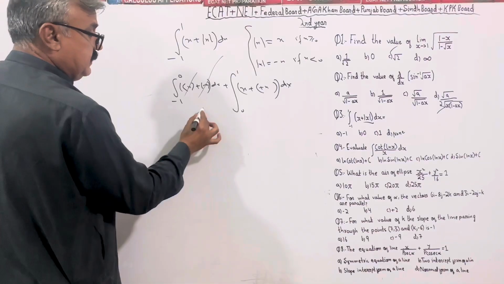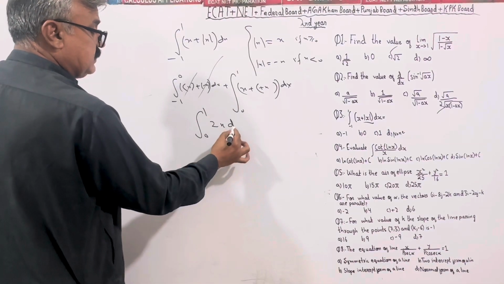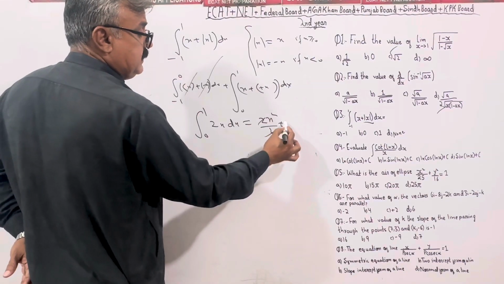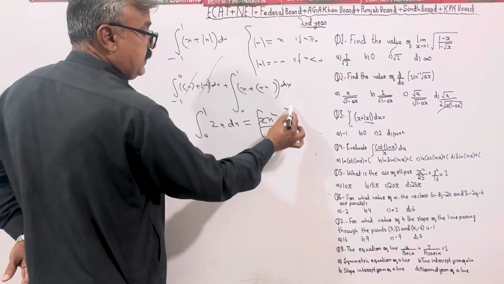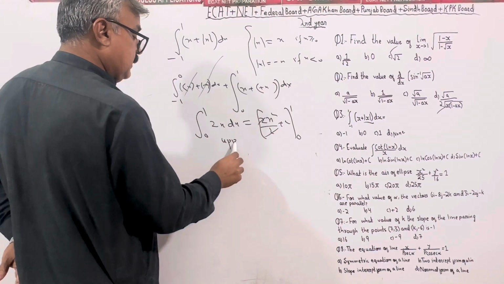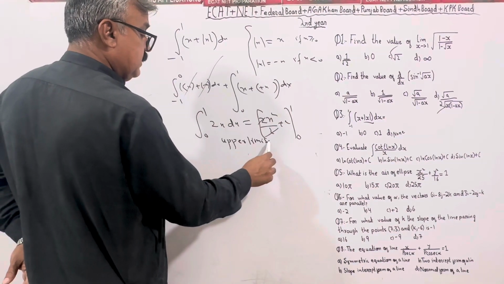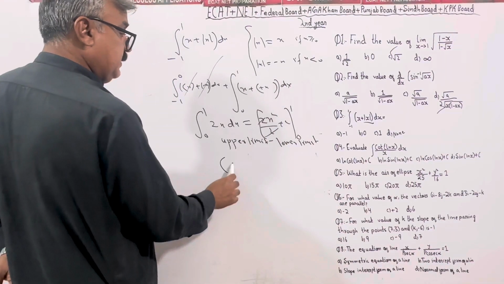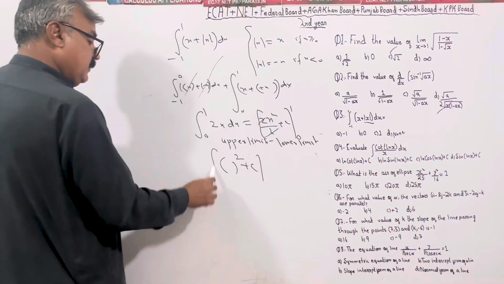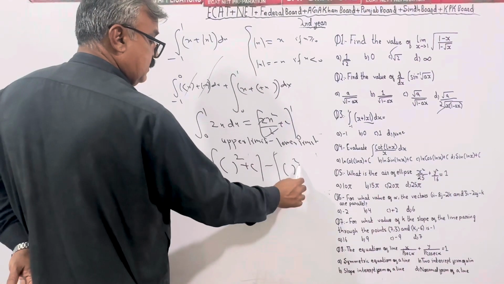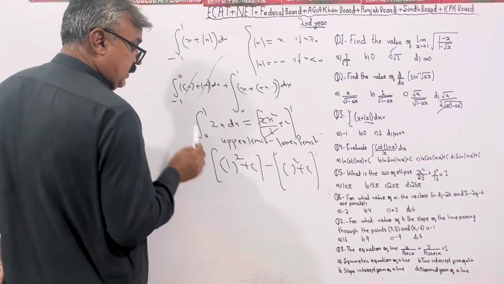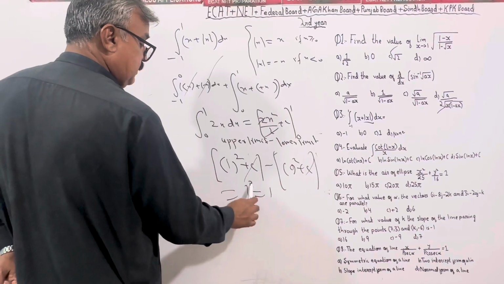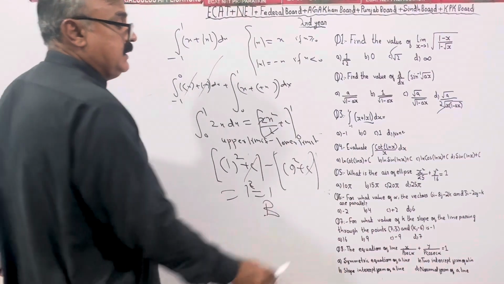What do we have? 0 to 1, x plus x, 2x dx. Integrate: 2x square over 2 plus c. Put upper limit minus lower limit. What's x? 1 is the upper limit, 0 is the lower limit. The c cancelled out. 1 square means 1. 1 is our answer in that case. So our option is 1.